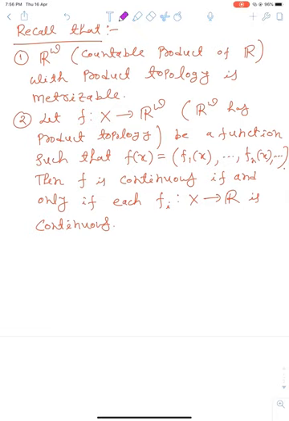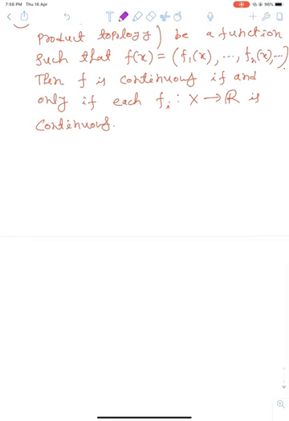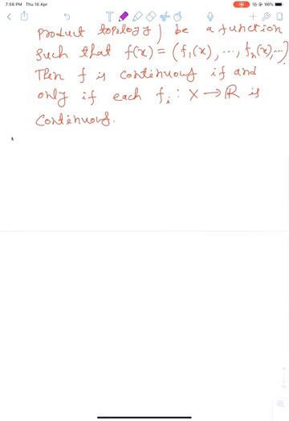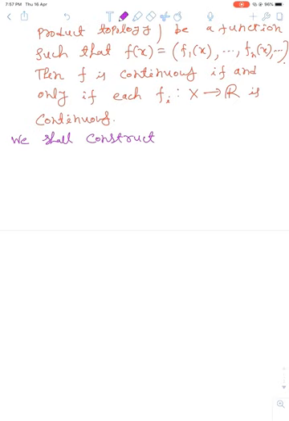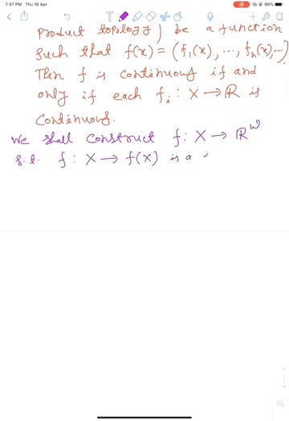Now I roughly discuss the idea of the proof of this theorem. So first of all, what is my idea? We will construct a function f from X to R omega such that f from X to f(X) is a homeomorphism. Okay, so if we can construct such a function, then we are done.